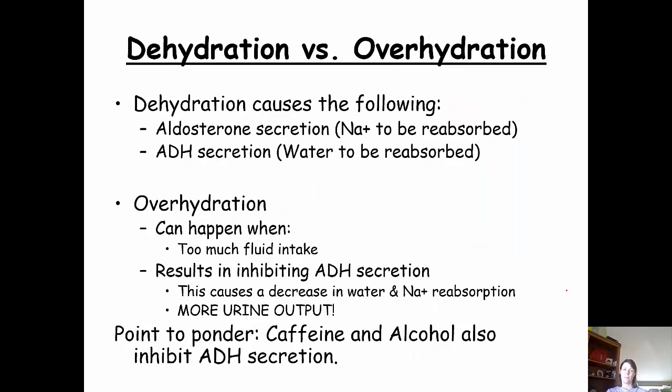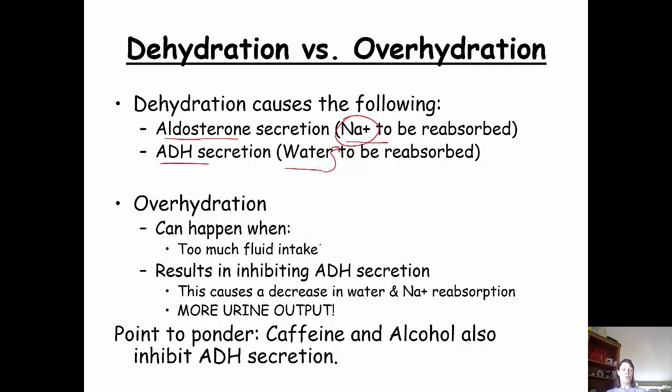Now let's think about this. If you're dehydrated, you're going to secrete both aldosterone to bring sodium and ADH so that the water is kept. Because usually, if you're absorbing water or sodium, water is going to follow. Overhydration is when you take in too much water.